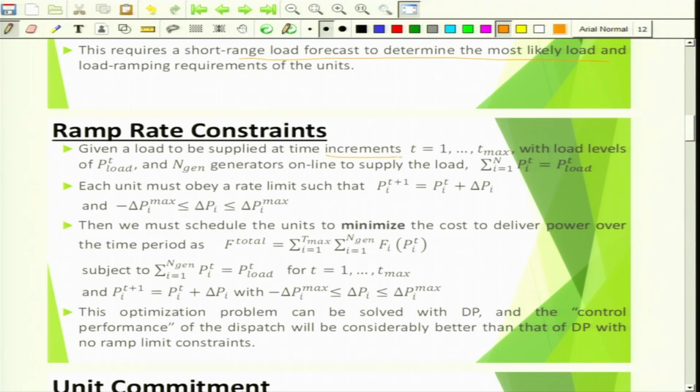So given a load to be supplied at time increments t equal to 1 to t maximum with load levels of P load and n generators online to supply the load. That means the total number of generators is i equal to 1 to n, and the sum of their power output should be equal to the load, and this should hold during all the changes in load demand, during all the time instances, right. And each unit must obey a ramp rate such that Pi of the ith generator at t plus 1 instant is equal to the power generation of the ith generator at this instant plus the change in power expected with this generator due to the change in load, and such that the change in power of each generator will be within the range of its ramp limits, delta Pi minimum to delta Pi maximum. Because this is a negative sign, I have just indicated it as delta Pi maximum.